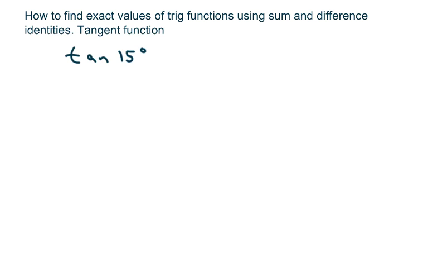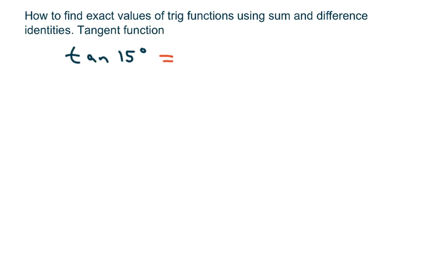Hi everyone, we're going to use the tan identity, sum and difference identity on this section. I have two with degrees and two with radians. So the first thing I want to do is write this into something I know that's on my unit circle.